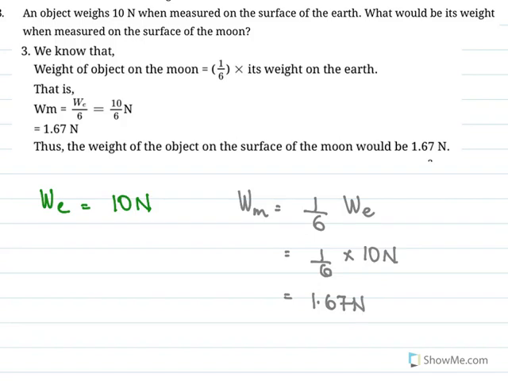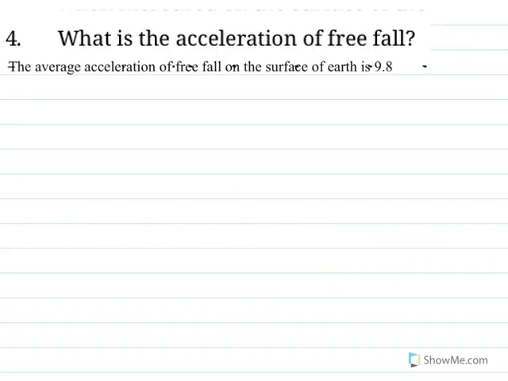So it's exactly what they've written here. We know that the weight of an object on the moon is 1/6 the weight on earth. So weight on the moon is weight on the earth divided by 6. What is the acceleration of free fall? The acceleration of free fall is 9.8 meters per second squared. g is 9.8 meters per second squared.